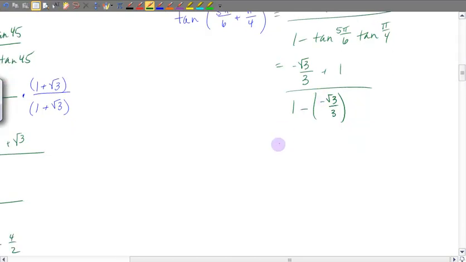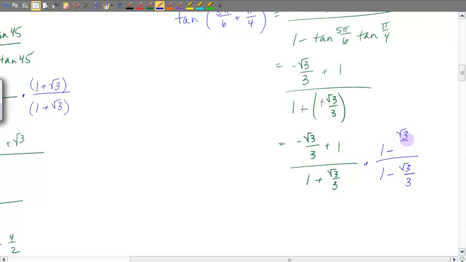Let's simplify the denominator. In other words, I'm going to rewrite the numerator as that, and make this 1 plus the square root of 3 over 3. Remember I told you that you cannot have a radical in the denominator, so we would need to multiply the top and bottom by the conjugate. The conjugate is the same thing with a different sign. So it would be 1 minus the square root of 3 over 3 and 1 minus the square root of 3 over 3. Now we're going to FOIL.